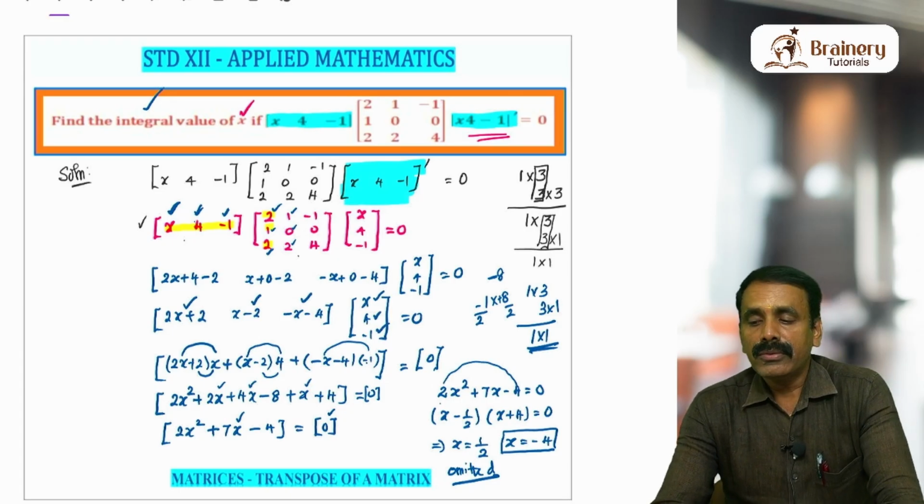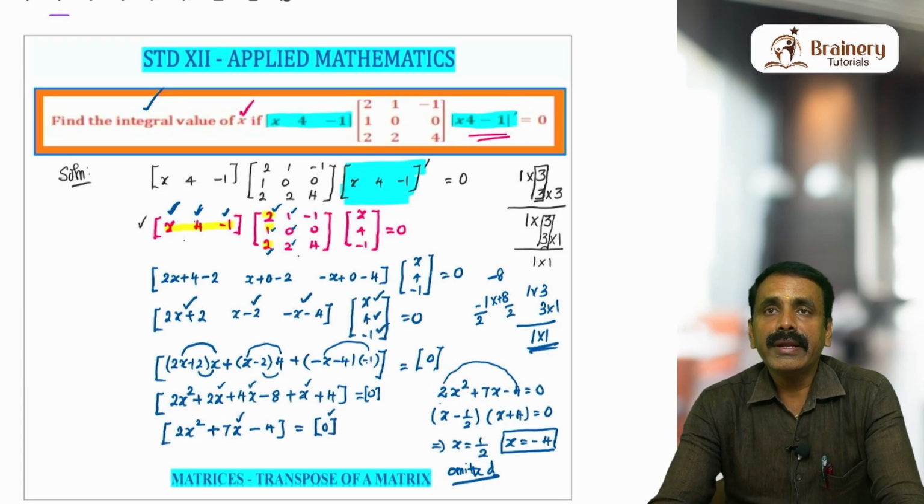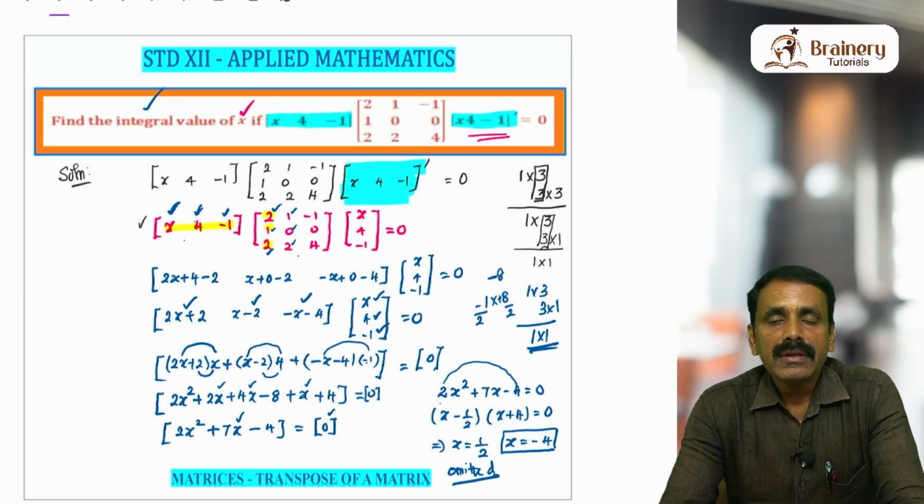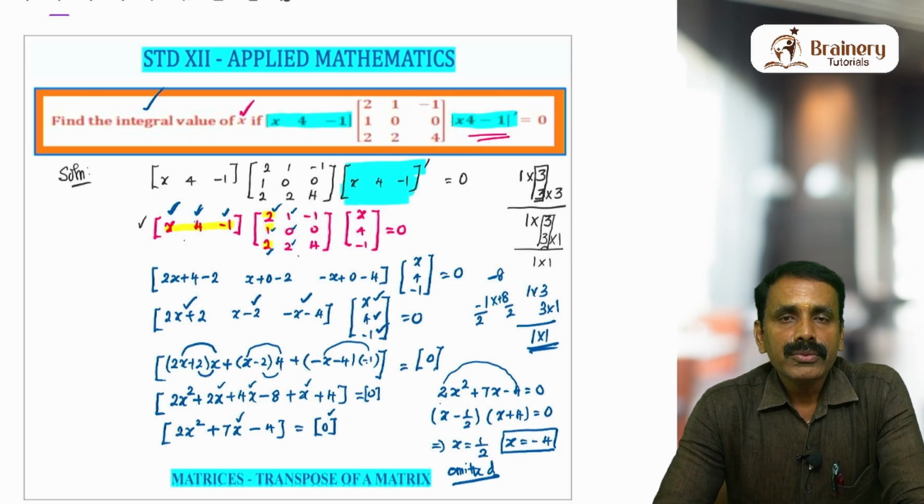So this is how we have to use the idea of finding the transpose of a matrix. In this session, we learned to calculate the transpose of a matrix. Okay, and we did some problems based on the properties of the matrices.